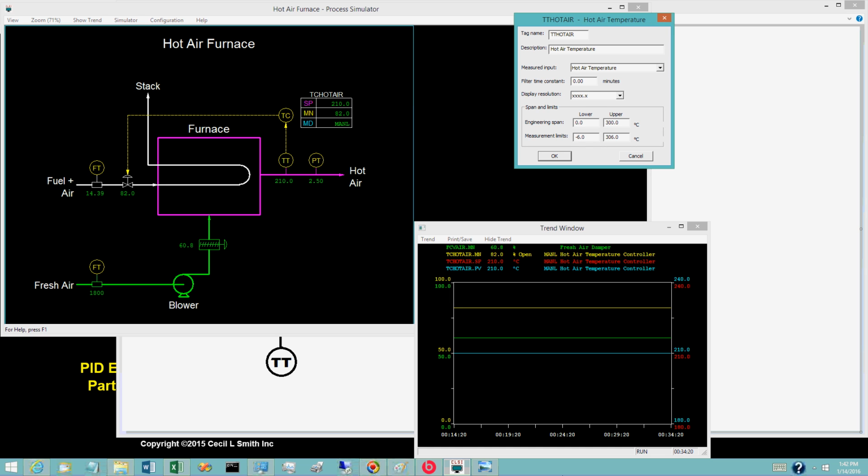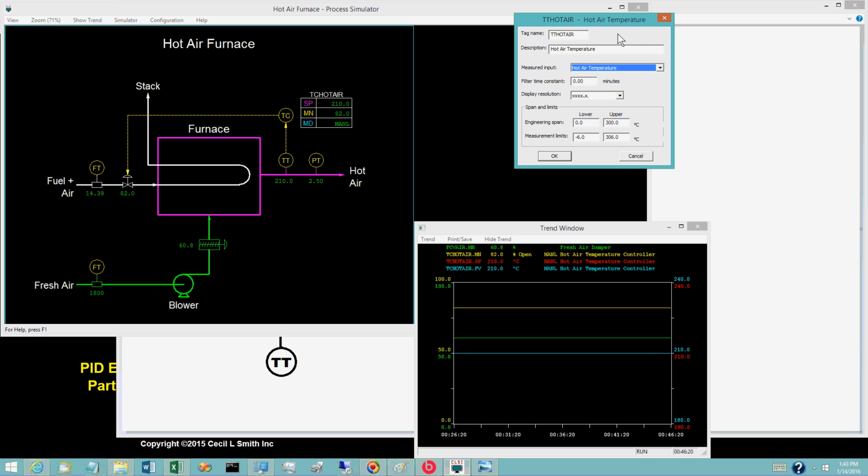For a commercial control system, the PV block requires configuration parameters to properly convert the input from the transmitter to degrees Celsius. But for the simulator, all inputs from the model are in engineering units. No conversion is required. Only the input must be designated. The drop-down list for measured input contains all of the inputs from the process model, one of these being the hot air temperature.